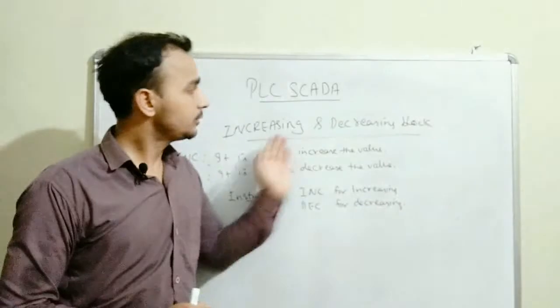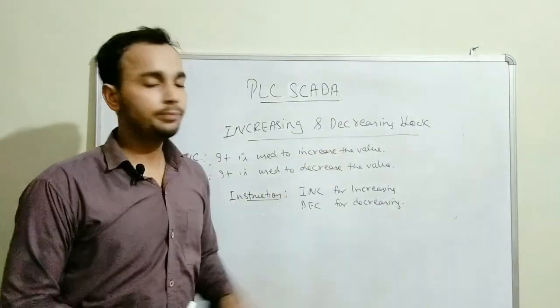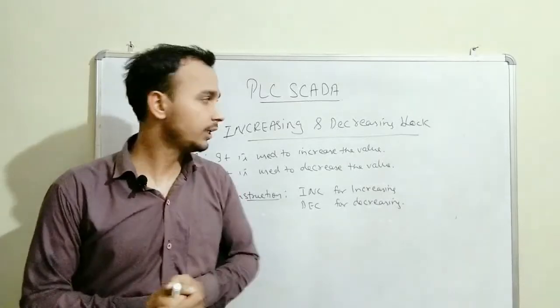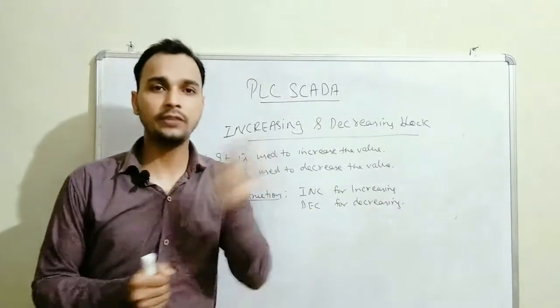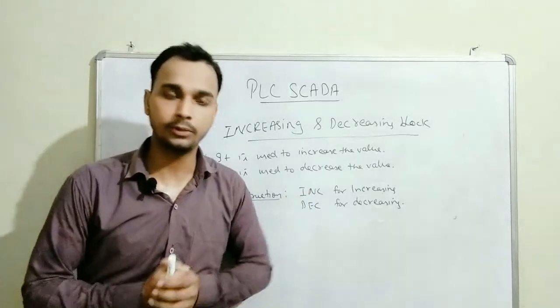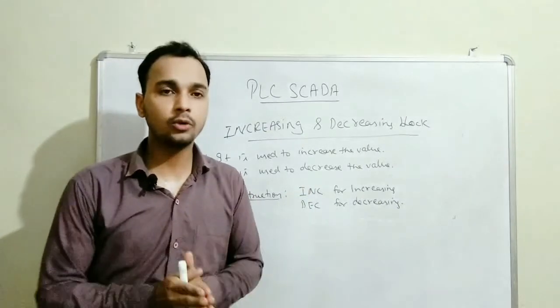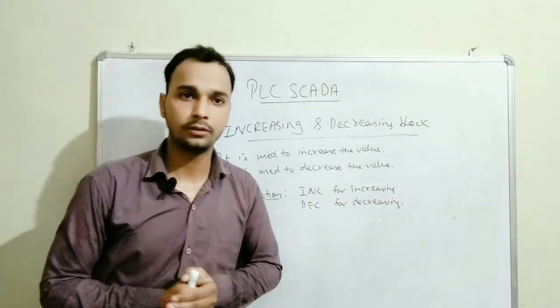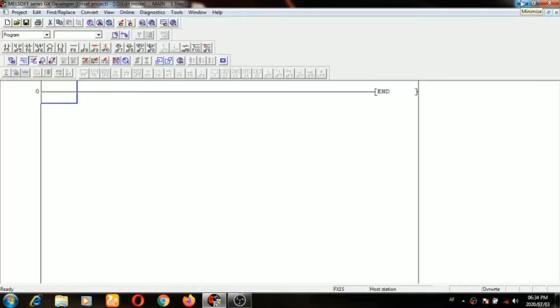In these blocks we will use rising pulse and falling pulse, and we will also understand the difference between a normal push button and rising and falling pulse. So let's make a program on the PLC software. Now I am going to make a program with rising pulse, falling pulse, and increasing and decreasing blocks. Let's start.